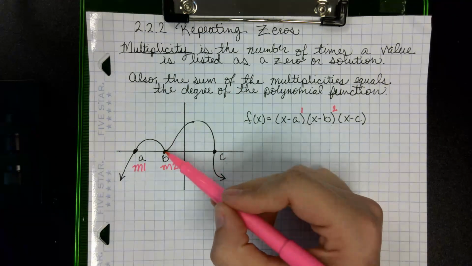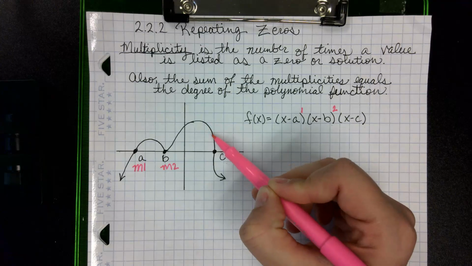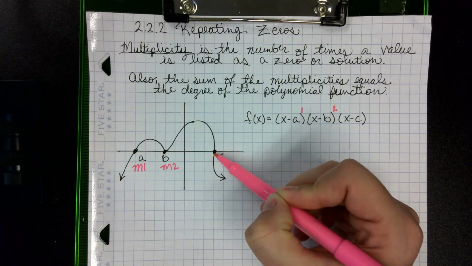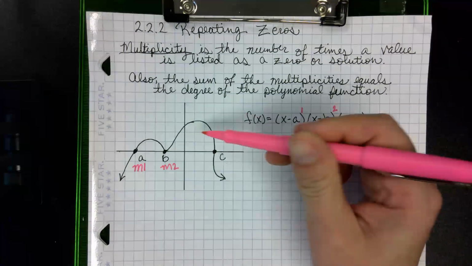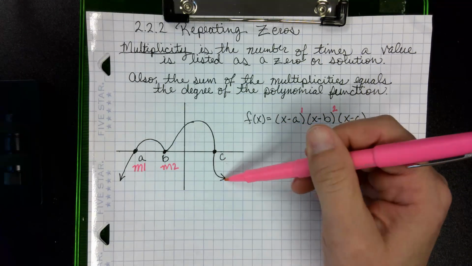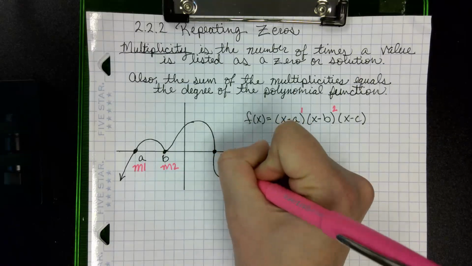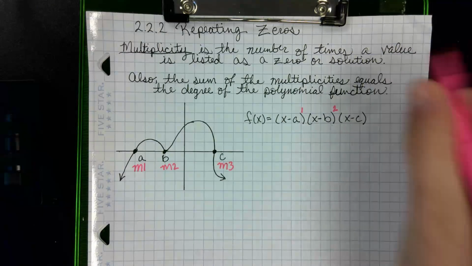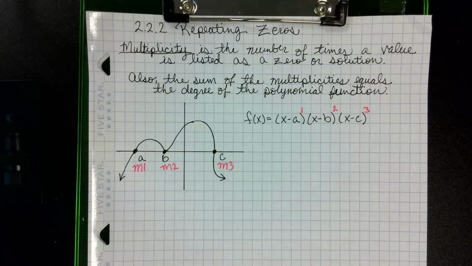And then we follow along our graph, and we have concave down, and then at C, it changes to being concave up. So that's a point of inflection because the concavity of the graph is changing right there. So that one is an M3, so it tells me I have 3 zeros at C.